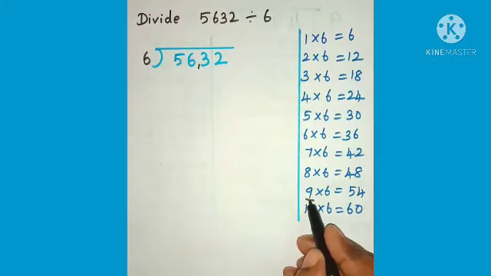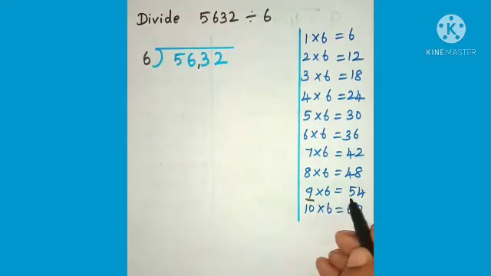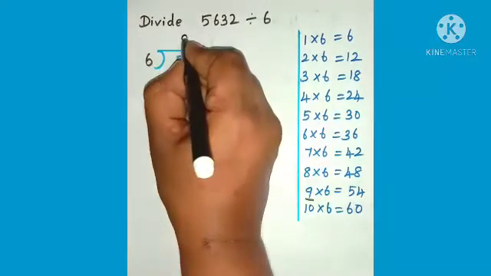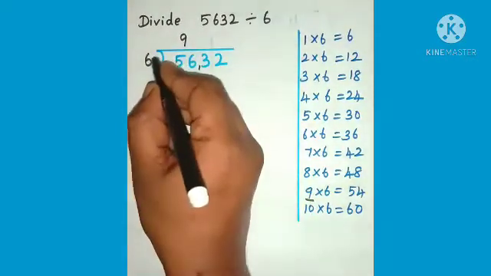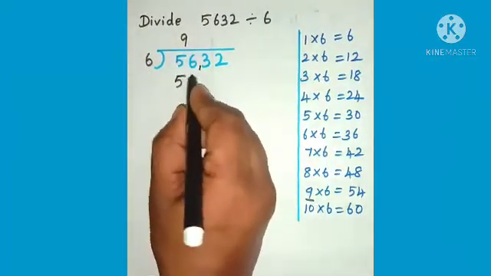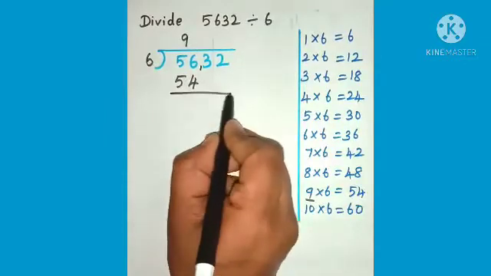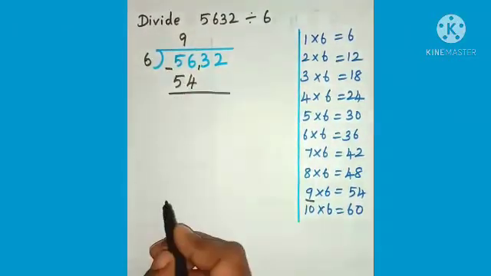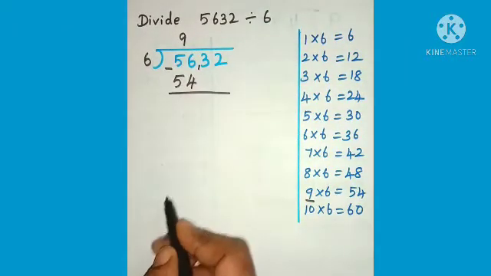That is, write down 9 above the long division bar. 6 is the divisor and 54. Write down 54 below the number 56. 9 6s are 54, multiplication occurs. Now students, take the difference, which is our next step.